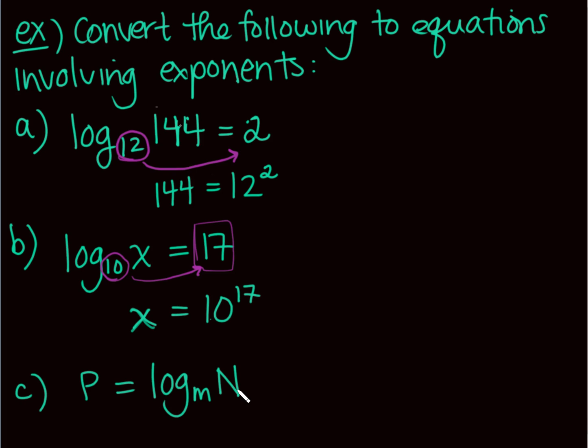What if I had p equals log base m of n? Same thing, you guys. Again, this p right here, when I'm done, better be an exponent. And this guy better be the base. I'm going to find my base, take it across the equals sign, and it is going to become the base for my exponent. So what does this become? It becomes m to the p equals n. I hope those make sense.